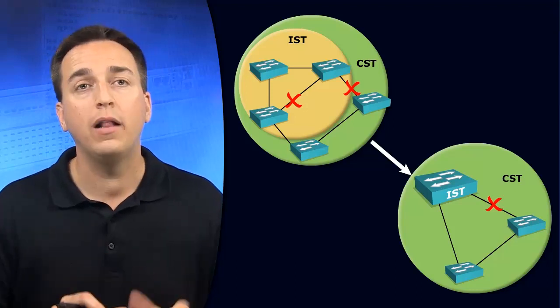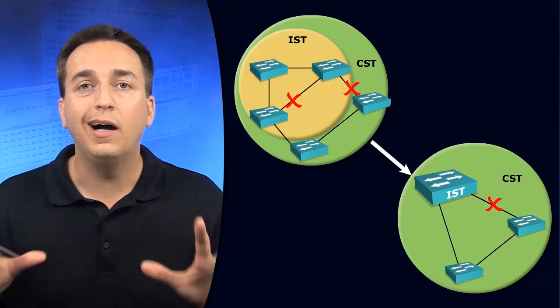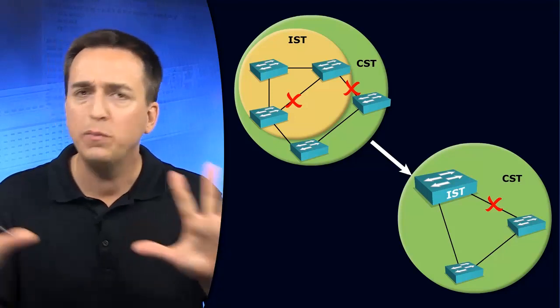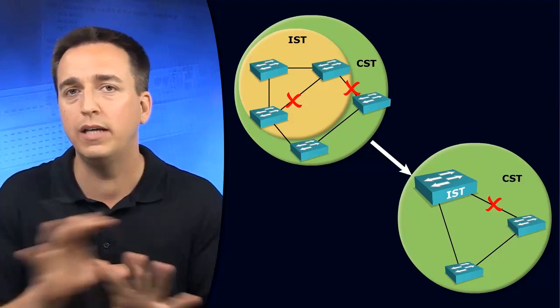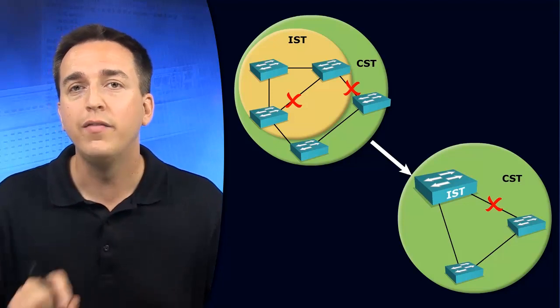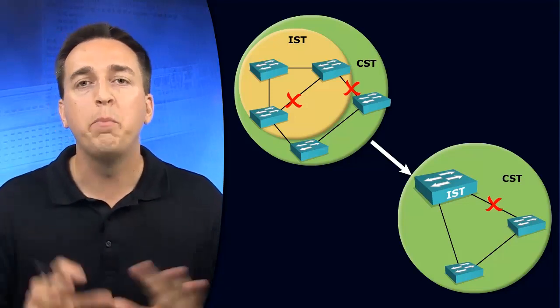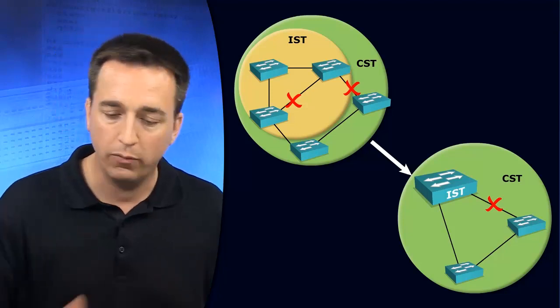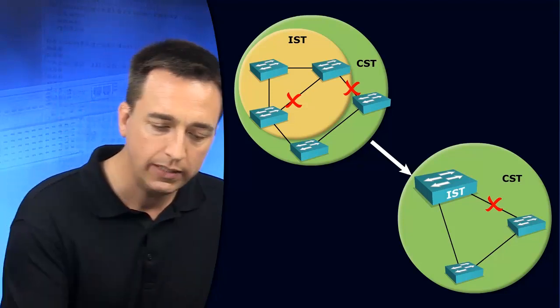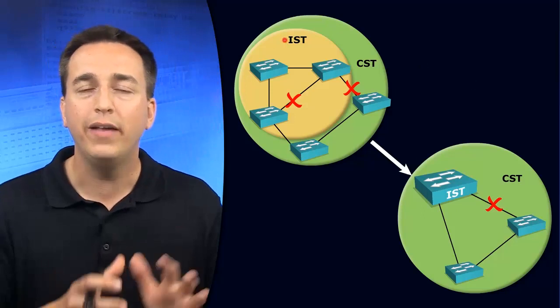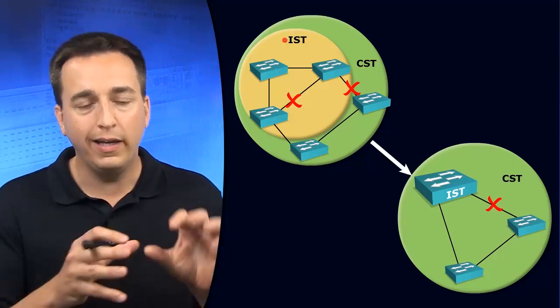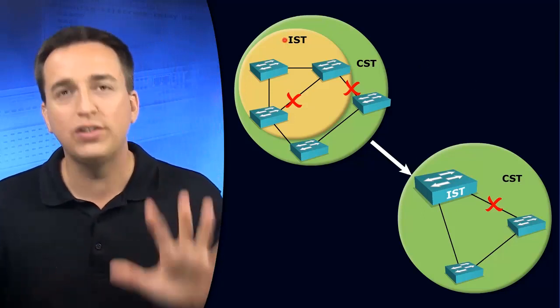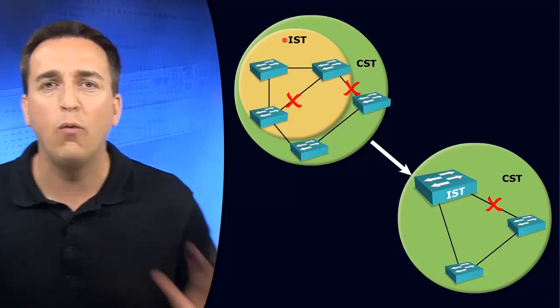And this is true as well if we have multiple MST regions. So if you have multiple MST regions, how do they talk together in order to make sure that they overall maintain a loop-free topology? Well, if we examine what's going on here, we can see that our IST, instance 0, is inside of our CST.